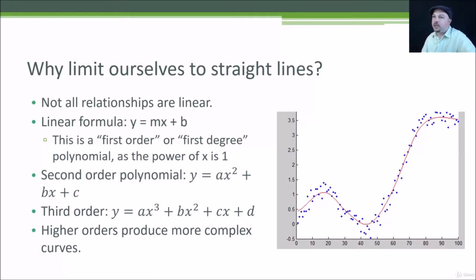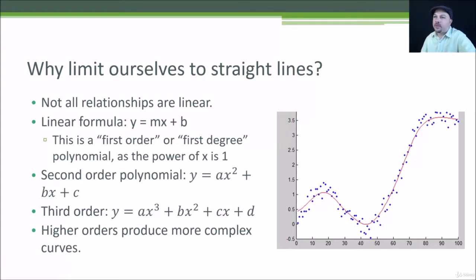So if you remember, the linear regression line that we ended up with was of the form y equals mx plus b, where we got back the values m and b from our linear regression analysis from ordinary least squares, or whatever method you choose. Now this is just a first order or a first degree polynomial, and the order or the degree is the power of x that you see.